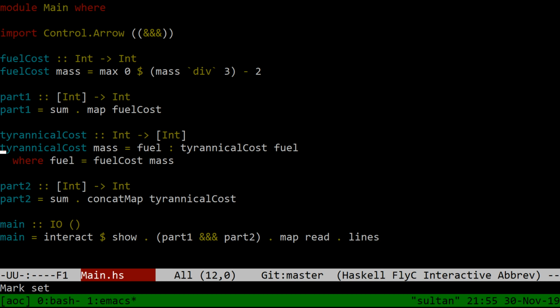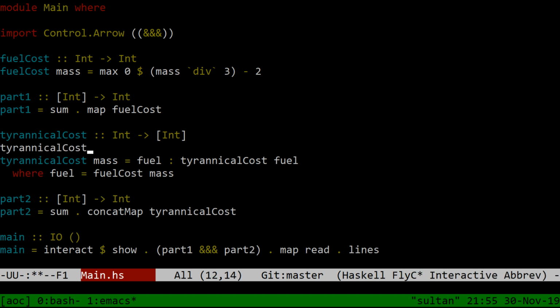So what we can just do is add another tyrannical cost of 0 equals 0 and equals empty list. And now we're actually set. And I could turn this back into producing just ints, but I think it's kind of nice that it does a little accounting for you on where the total cost came from, right?